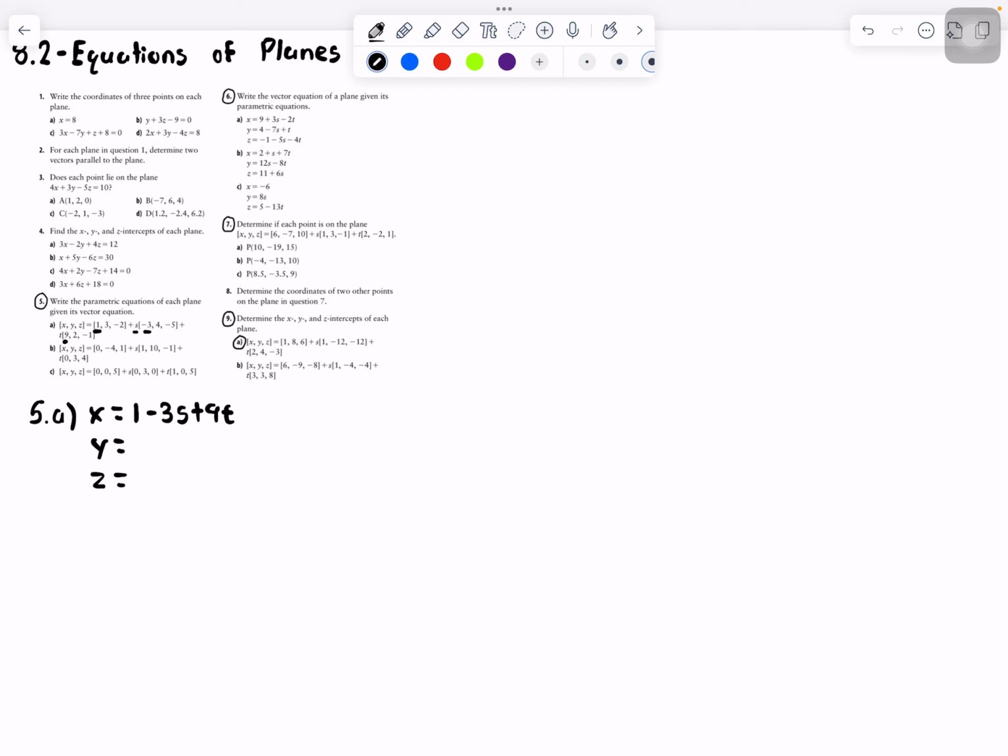Okay, for y it's going to be 3 plus 4s plus 2t. And then we have minus 2 minus 5s minus t. So just kind of reading off the components, figuring out what x, y, and z are.